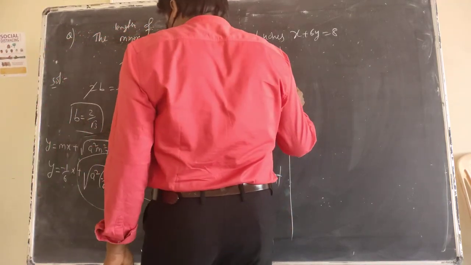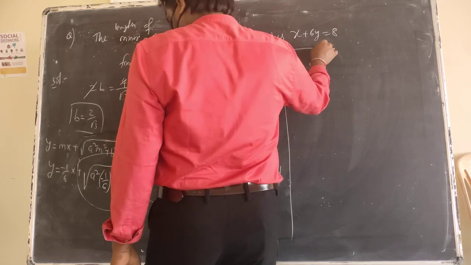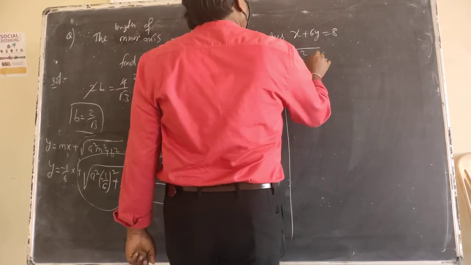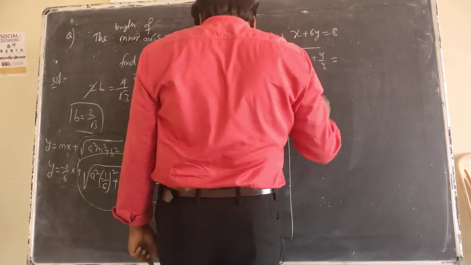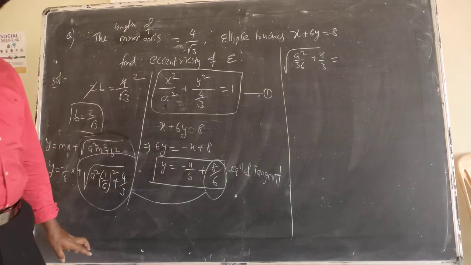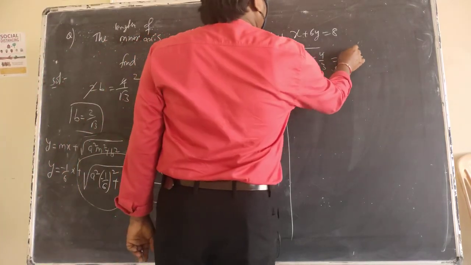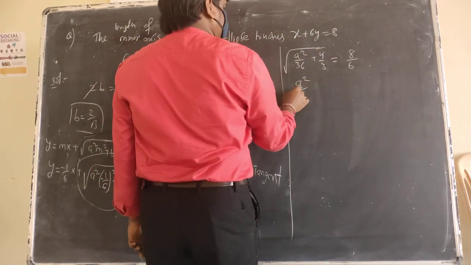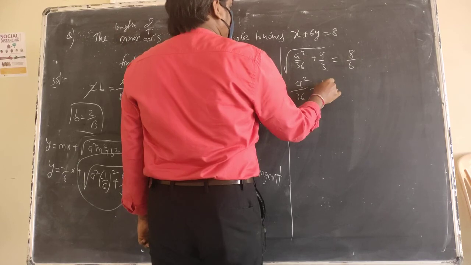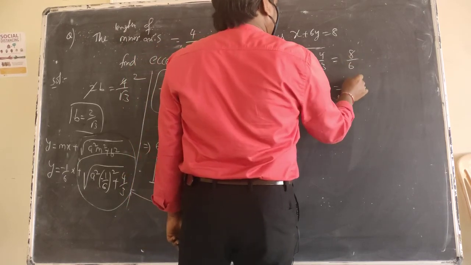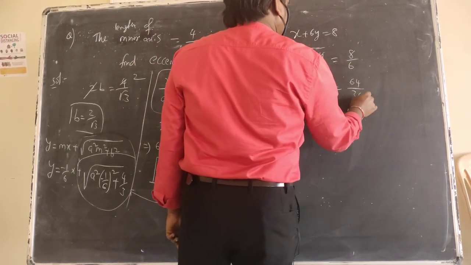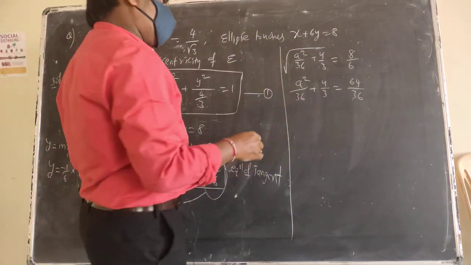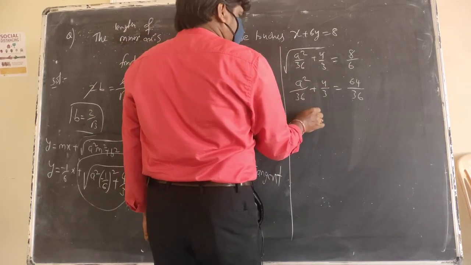So what can I write here? Under root of a square by 36 plus 4 by 3 is equal to 8 by 6. Okay, squaring on both sides, I get a square by 36 plus 4 by 3 is equal to 8 square, 64 upon 6 square, 36. From this I can get the a value. So just substitute here, you get the value of a very easily.